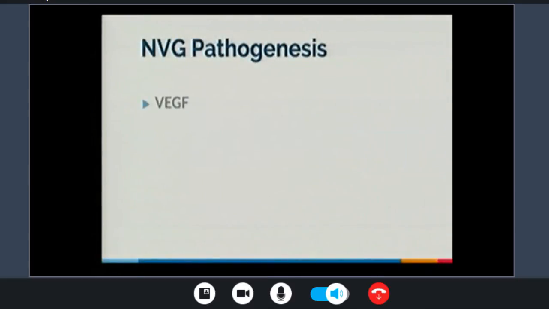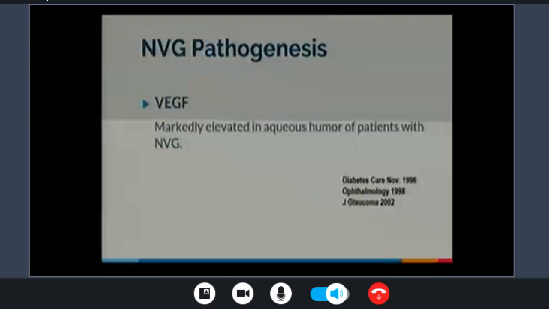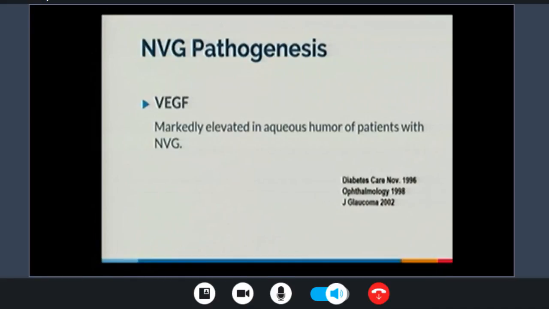So VEGF, again, was found to be markedly elevated, at abnormal levels, indicating the presence of molecules associated with the formation of these new vessels.